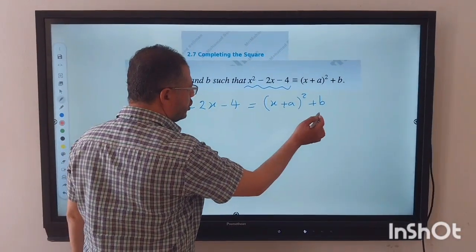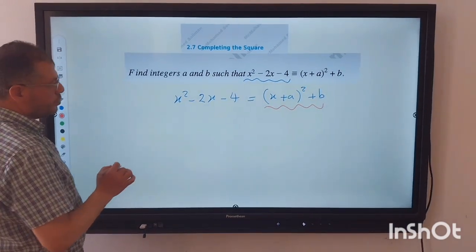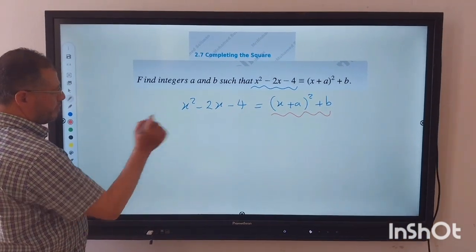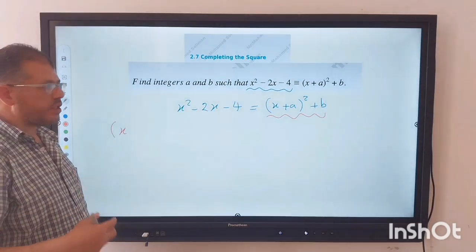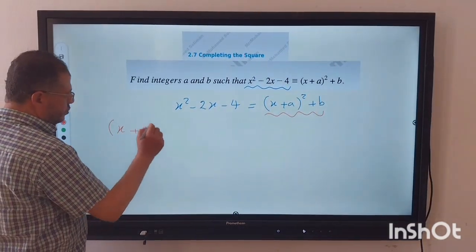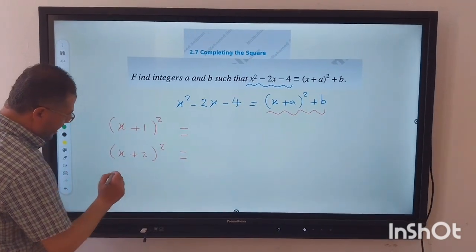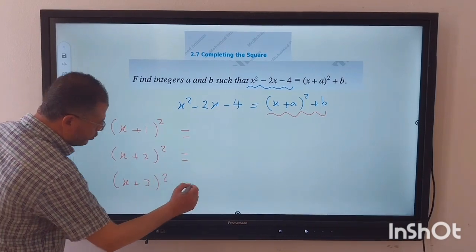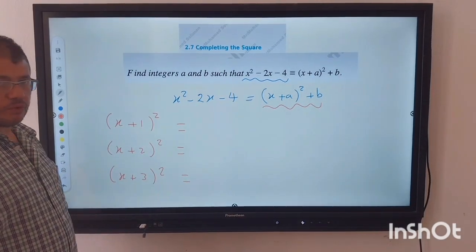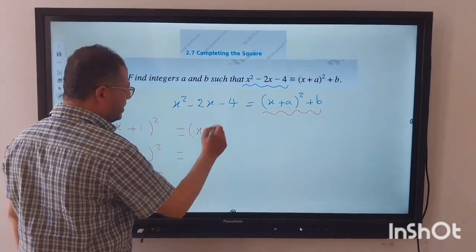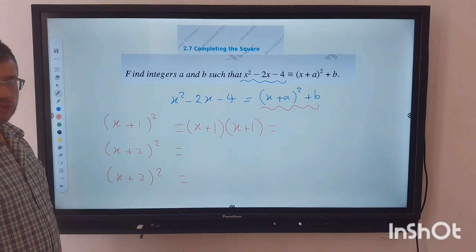Let's take this form of completing the square, and start by writing something. If we have x plus a, where a is a value added to or subtracted from x, for example (x + 1)^2, (x + 2)^2, (x + 3)^2. Now, if I ask you to expand these brackets, what do we mean by (x + 1)^2? It means we multiply (x + 1) by itself, (x + 1), to get the answer and expand these two brackets.